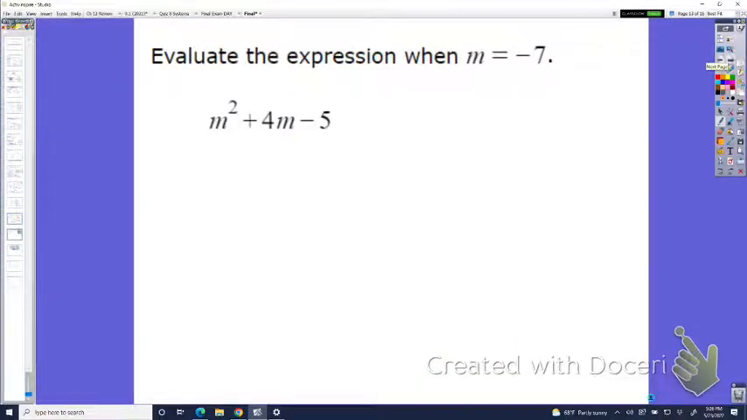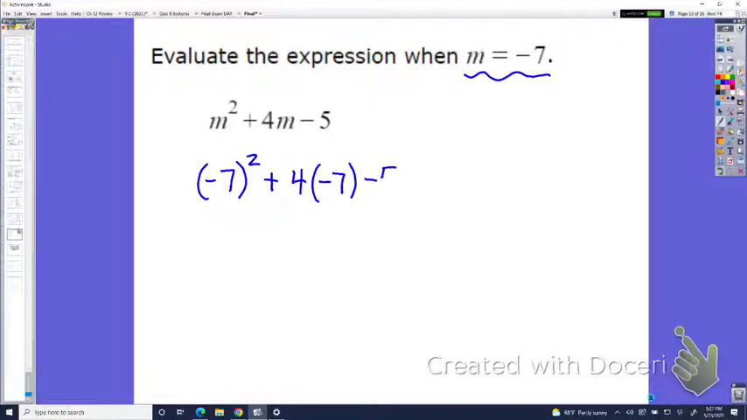Okay, this one should be easy. Evaluate the expression when m is -7. So replace the m's in parentheses with the -7. -7 squared, be careful if you type that in your calculator, make sure there's parentheses around it. It's a +49. Then you have a -28 minus 5. And then just type it into your calculator. You get 16 as your answer.